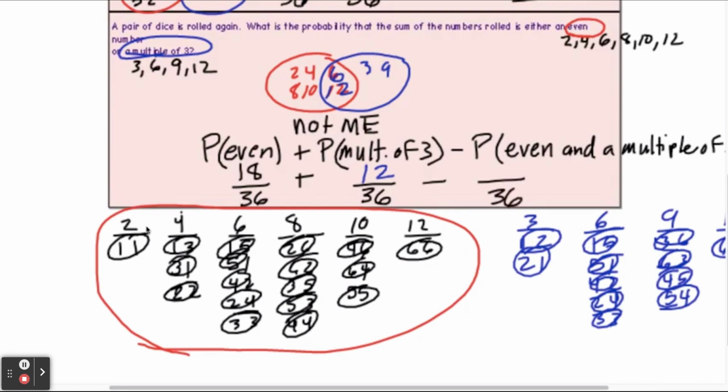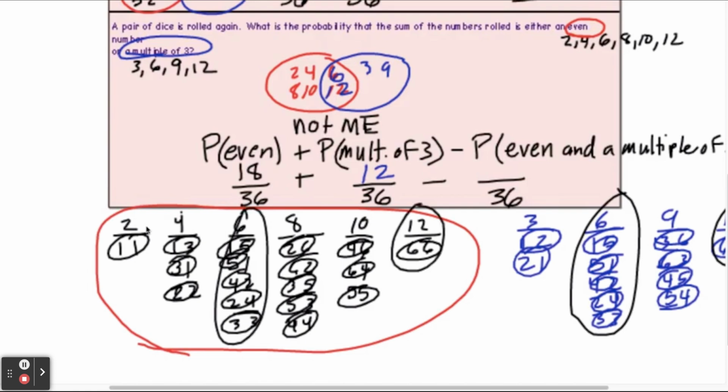But now I need to subtract out the probability of getting an even number and a multiple of 3. Because if you notice, we have counted the 6s and the 12s twice. And we cannot count those twice, even though they are even and a multiple of 3. So since we counted them twice, we're going to subtract out the number of ways that can happen.